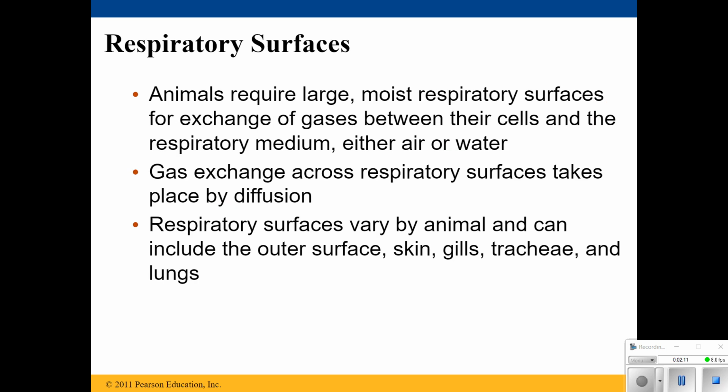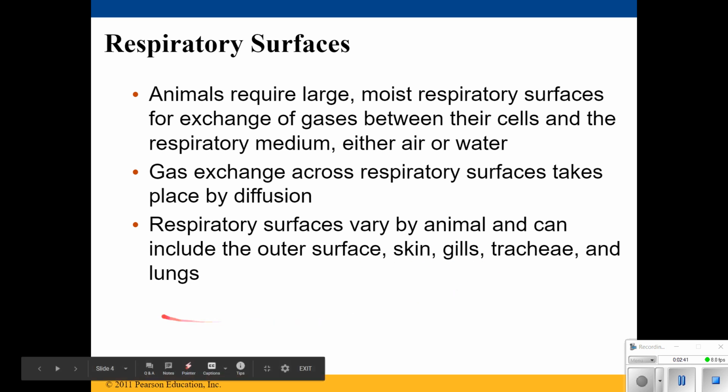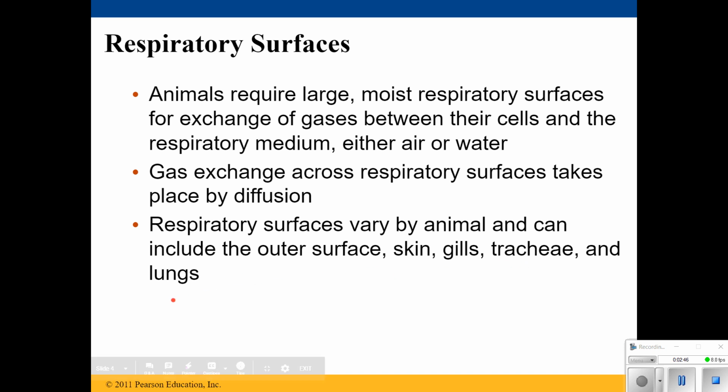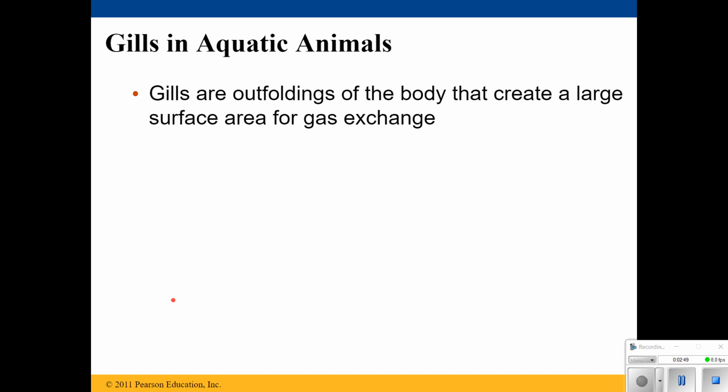Okay. Animals use large moist surface areas for gas exchange because that increases the amount of gas that can cross from the outside of the environment to the inside of the organism. These respiratory surfaces can vary, which can consist of outer surface skin or gills. They can also be related to us and have a trachea and lungs. And these are just some of the different respiratory surfaces animals can have.